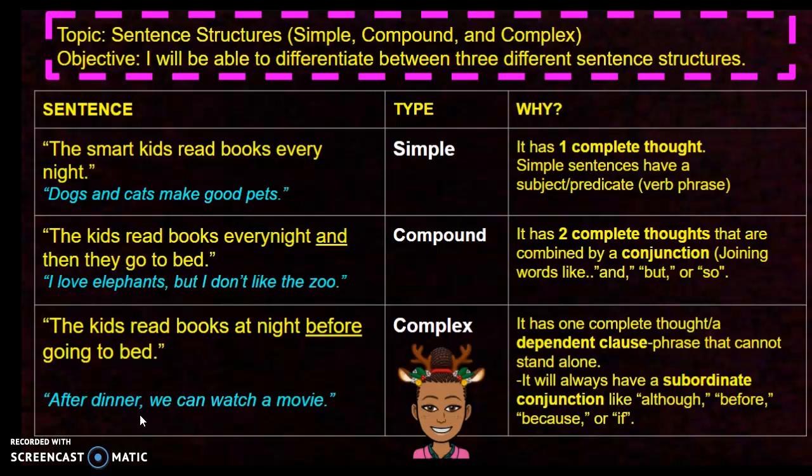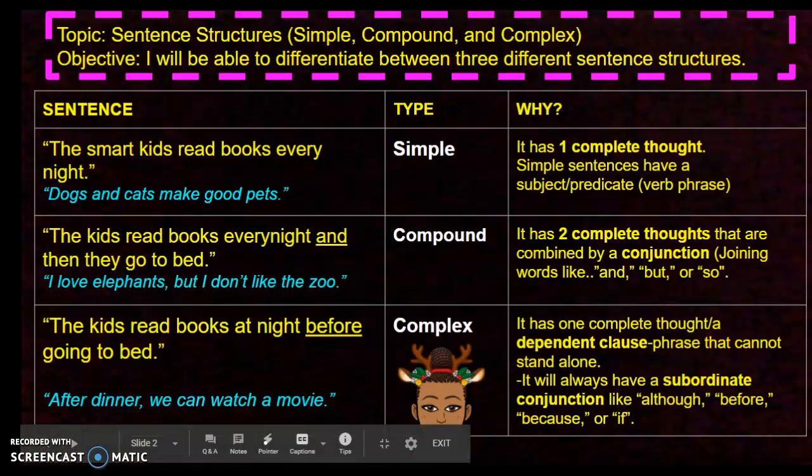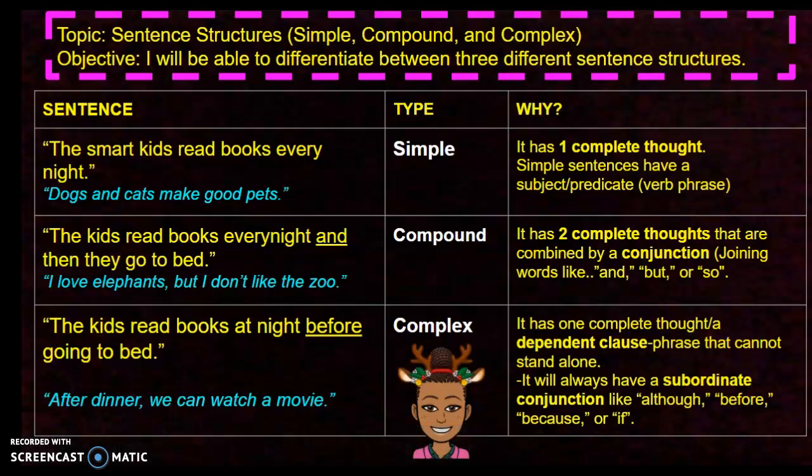Okay? So for that particular instance, when you're talking about complex sentences. Okay? So next, what we're going to do, we're going to play a little game. And so I want you to go ahead and put your thinking caps on, and we're going to work through a quick Kahoot together. And then you're going to get an opportunity to work independently and try your hand at identifying simple, compound, and complex sentence structures.